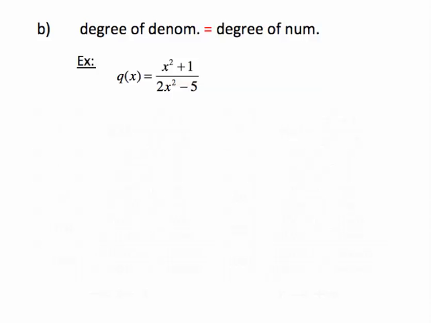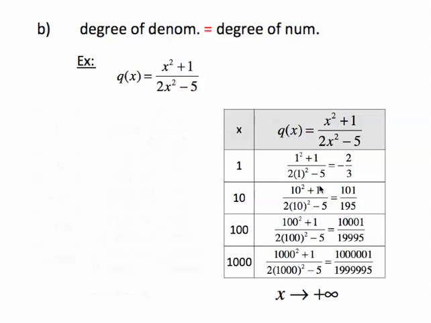The second case is if the degree of the denominator is equal to the degree of the numerator. In this case, take a look at this function. Q of x is equal to x squared plus 1 over 2x squared minus 5. Here, we have x squared terms as the highest degree terms in both the numerator and the denominator. Now, if you consider what happens as x becomes very large and positive, certainly this plus 1 and this minus 5 are not going to have a very big impact on the overall value of the function. But the x squared term up here and the 2x squared term down here are going to get bigger at similar rates, although this one will always be twice as big as this one.